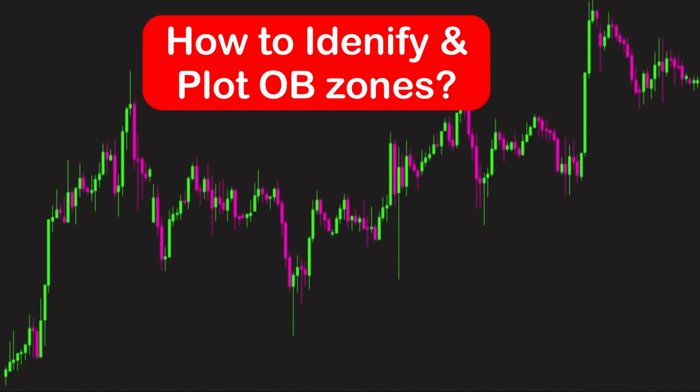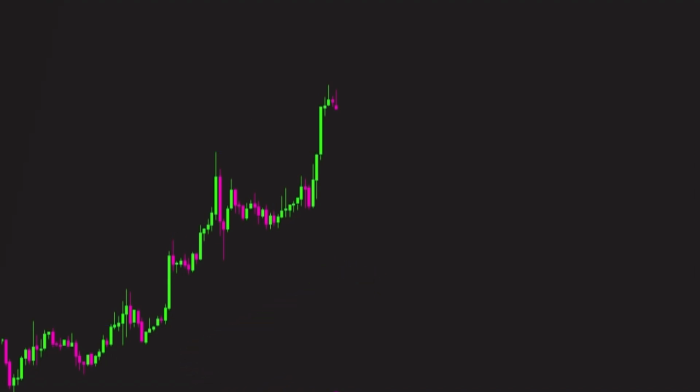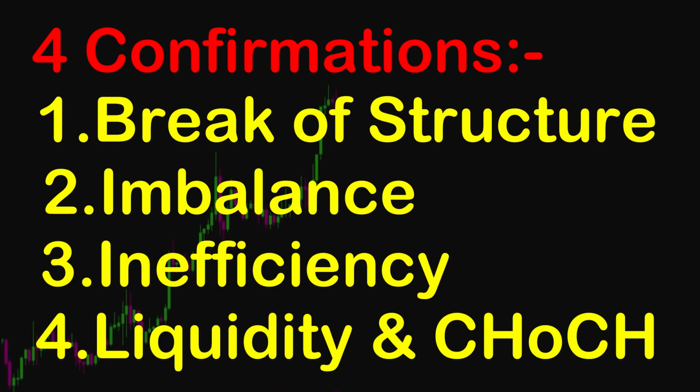Now let us learn how to identify and plot the order block zones on our chart. So, here we have the Euro-Australian dollar chart on the 1 hour time frame. We can see that the market is doing the break of structure to the upside, which indicates that the market is in an uptrend. Now for our order block zone to be valid, we must wait for the market to make these 4 confirmations.